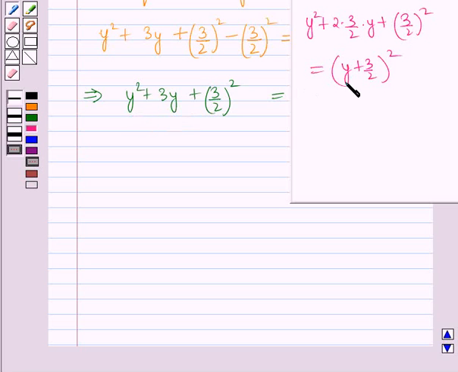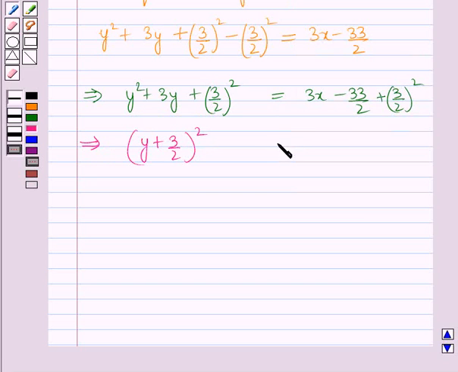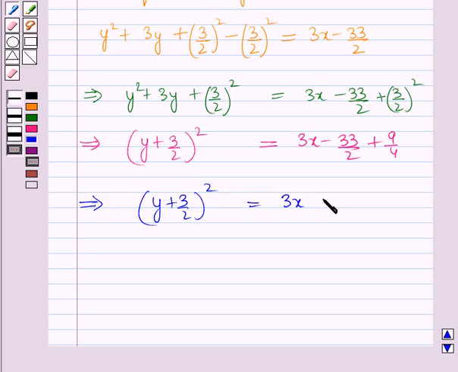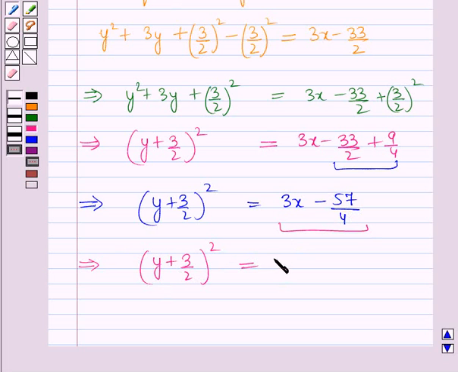Now on the left hand side, the square is completed. So this implies (y + 3/2)² = 3x - 33/2 + 9/4. This further implies (y + 3/2)² = 3x, and on solving this it will give -57/4, which further implies (y + 3/2)² = now from this taking 3 common, it will be 3(x - 19/4).